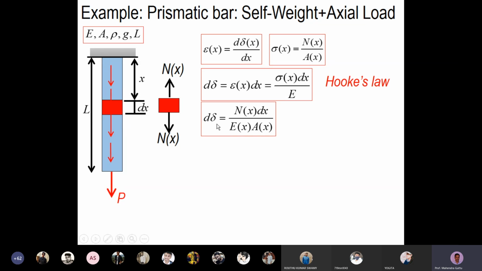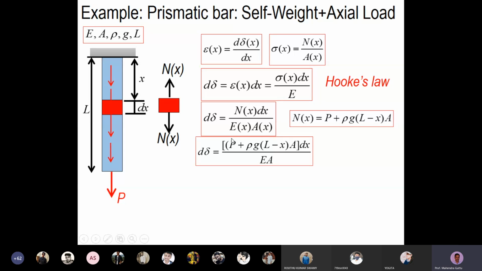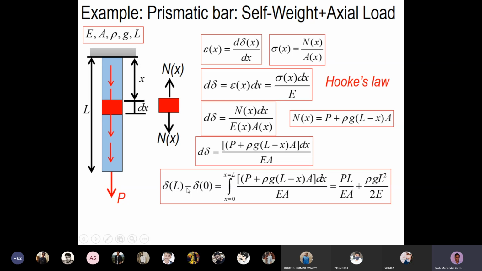Now we can substitute the expression for N of x here, and we get (P plus rho g (L minus x) A) times dx by E A. Now we do the integration from x equal to 0 to x equal to L. On the left hand side we will get delta of L minus delta of 0, and on the right hand side we do the integration from x equal to 0 to x equal to L.